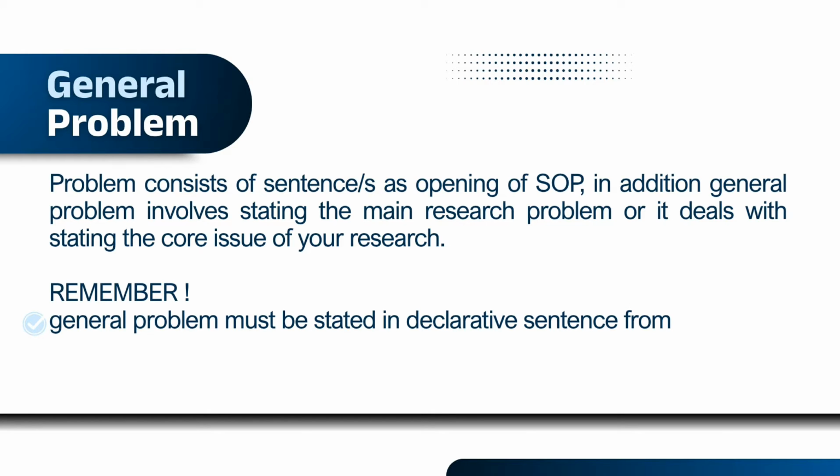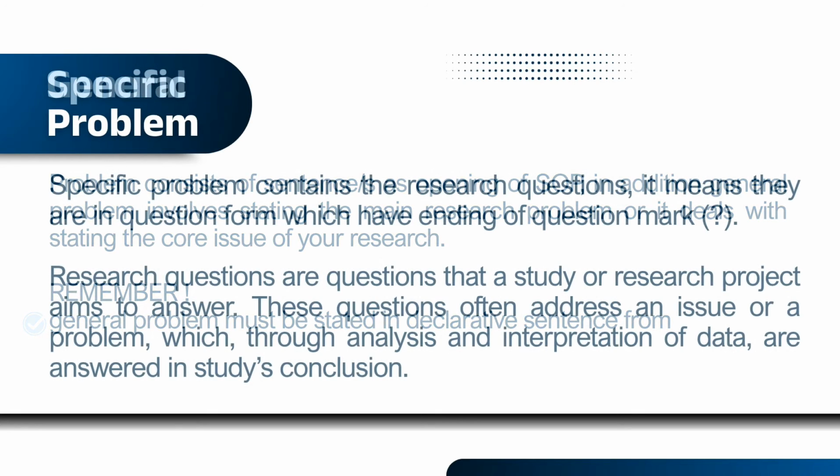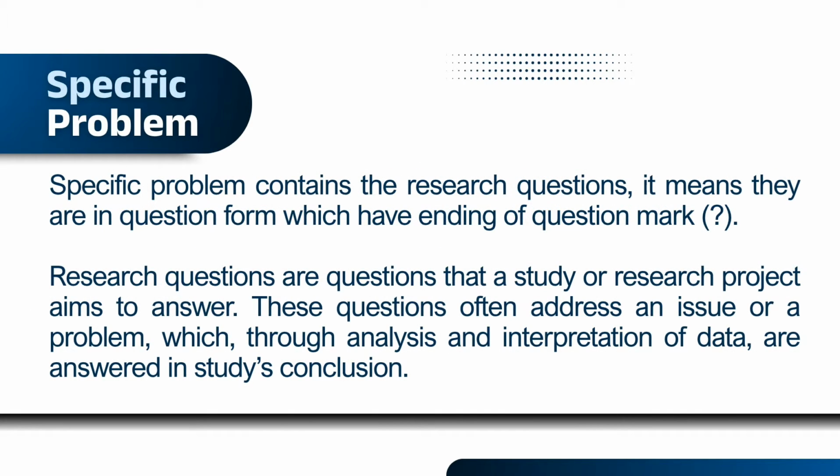Let us now proceed to the second part of the SOP, which is the specific problem. This specific problem is tantamount to the research question. The specific problem contains research questions. It means they are in question form, which end with a question mark. Research questions are questions that a study or research project aims to answer. These questions often address an issue or a problem, which is answered through analysis and interpretation of data. So these are answered in the study's conclusion.